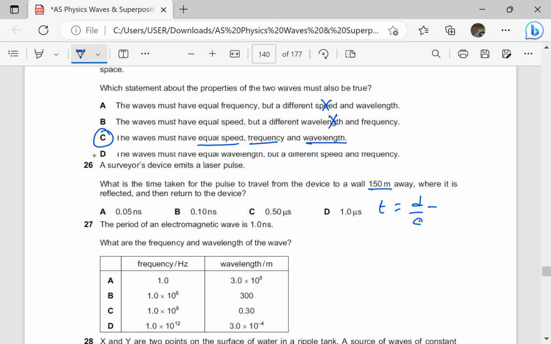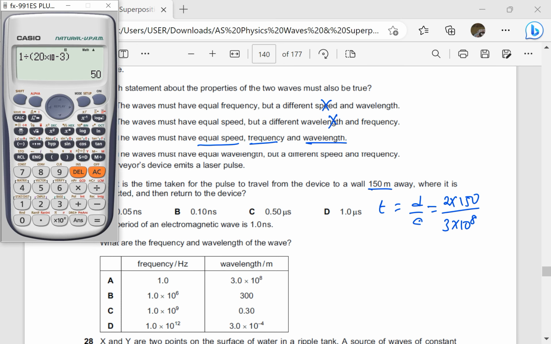So the distance is going to be twice because they are saying where it is reflected and then returned. So the distance is going to be 2 times 150 divided by the speed, which is 3 times 10 power 8, speed of light. So this is going to be 2 times 150 divided by 3 exponent 8.